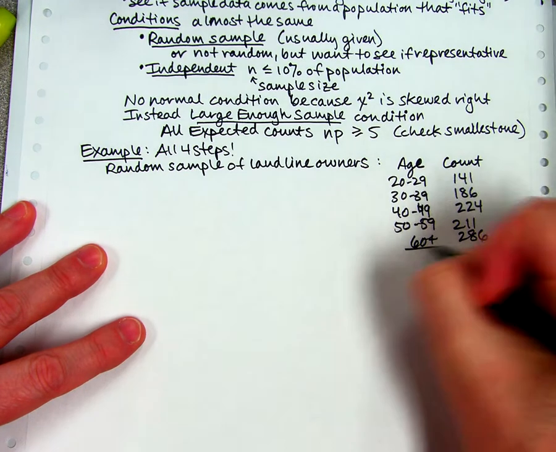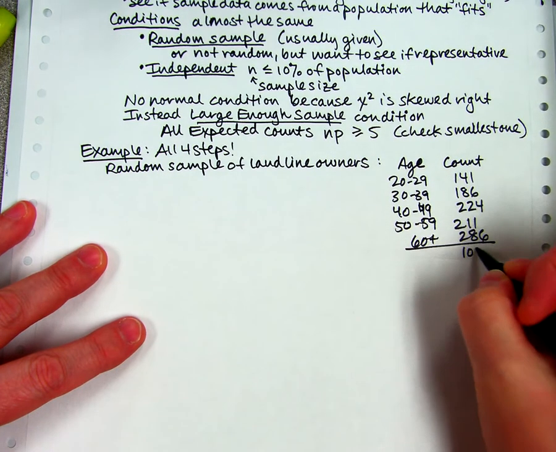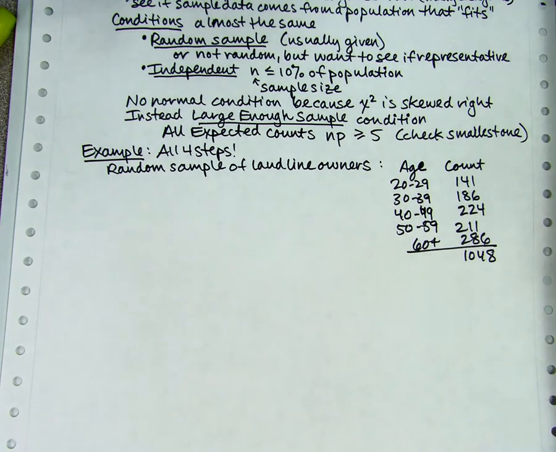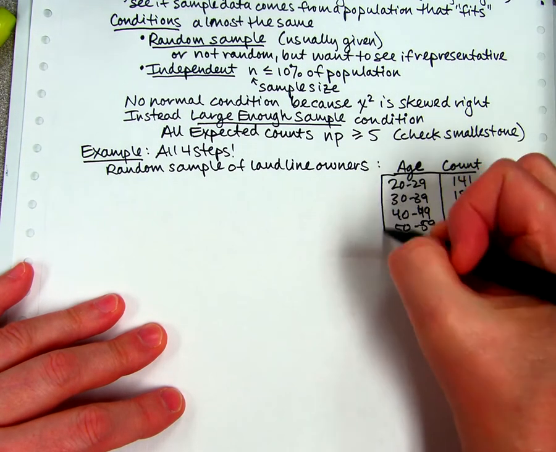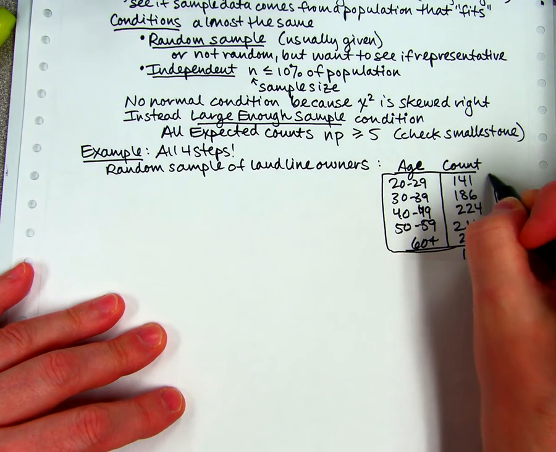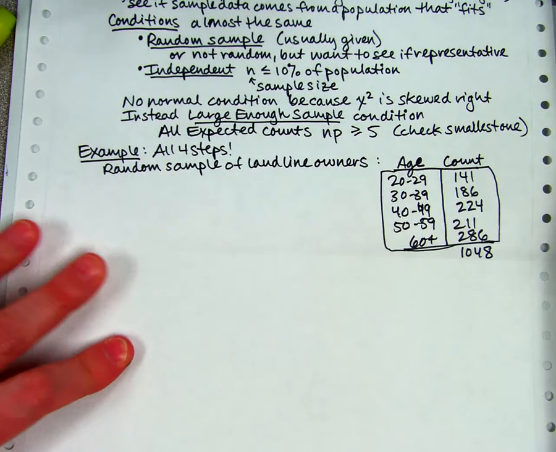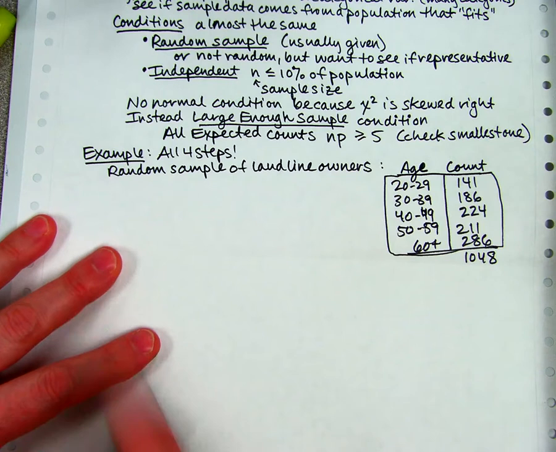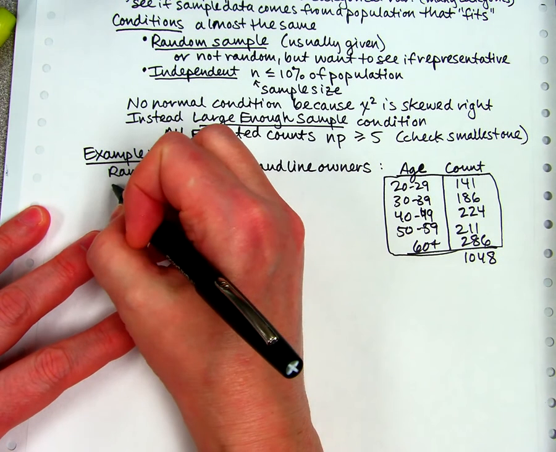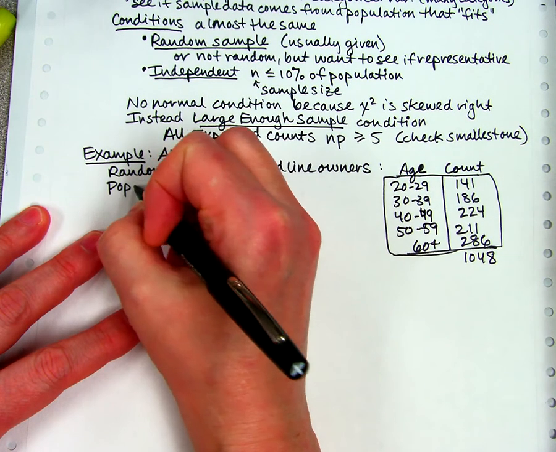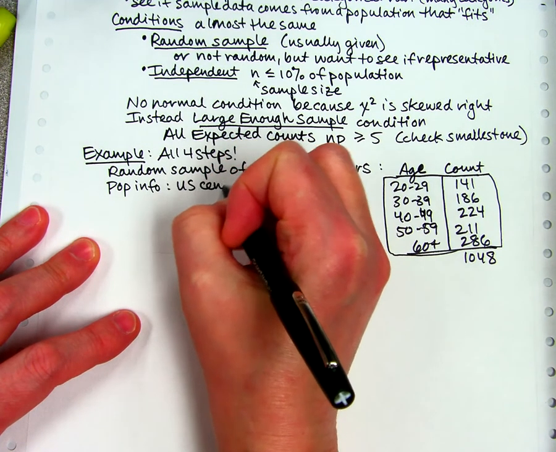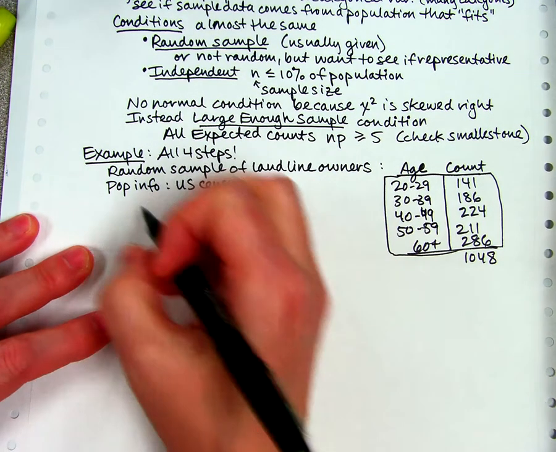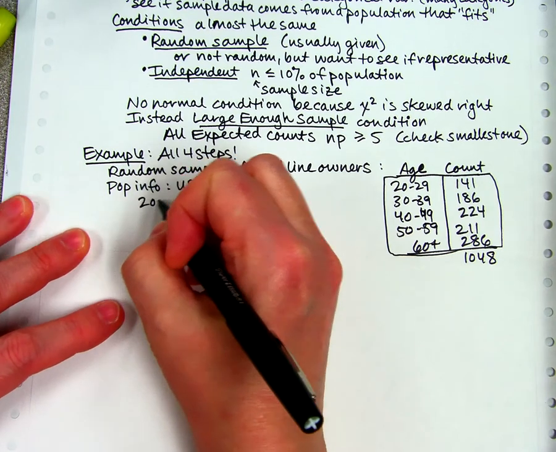So our sample is pretty big, 1,048 people in our sample. That's our sample data. And we want to know how this compares with the population of people in the US, and is it the same distribution of ages or not? So we gather some population information from the US Census. You can look up that information online and it's kind of interesting, and we're going to do the same categories.